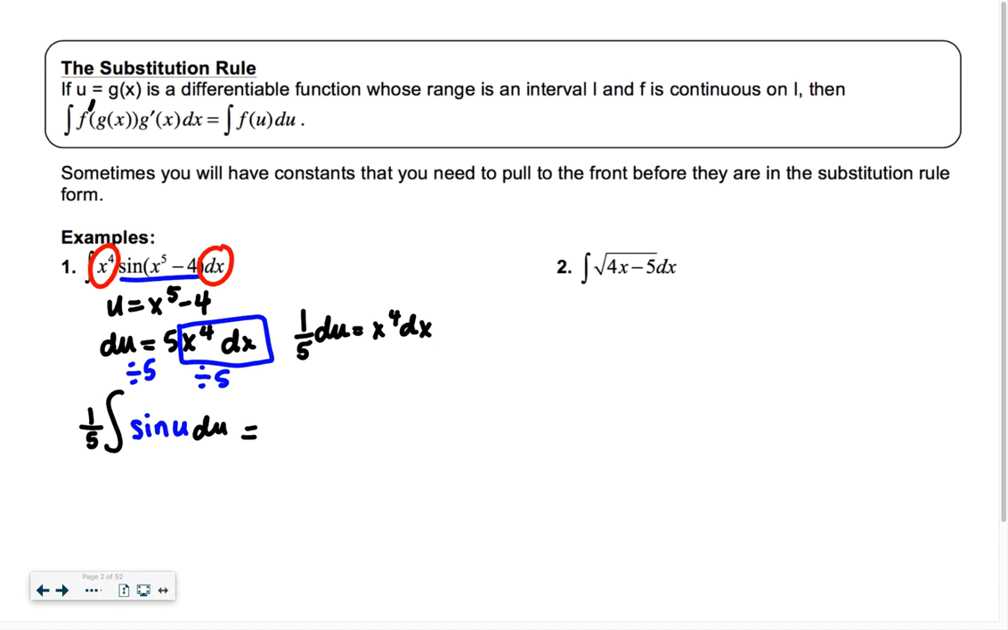So if I integrate sine, what do I get? Close. Negative cosine. So I have negative 1/5 cosine of u plus c. So it's negative 1/5 cosine of x to the 5th minus 4 plus c.